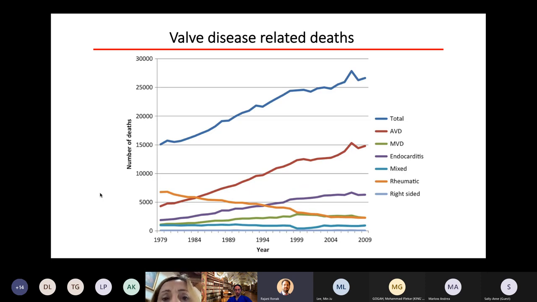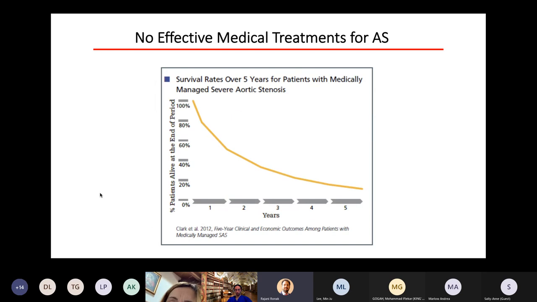Now, when we look at valve disease-related deaths over various different years and timeframes, we can see that the total number of deaths related to valvular heart disease is indeed increasing. This partly relates to increasing life expectancy. The majority of these deaths are related to aortic valve disease and significant aortic valve stenosis. But we are also seeing a gradual increase in infective endocarditis with changing lifestyles and population. Mitral valve disease and right-sided heart valve disease do not account for a significant proportion of valve disease-related deaths.